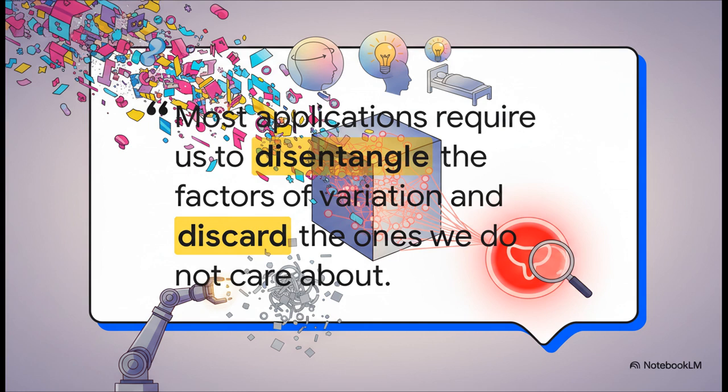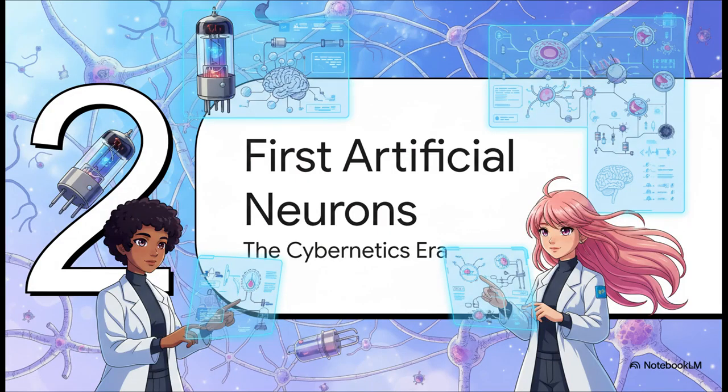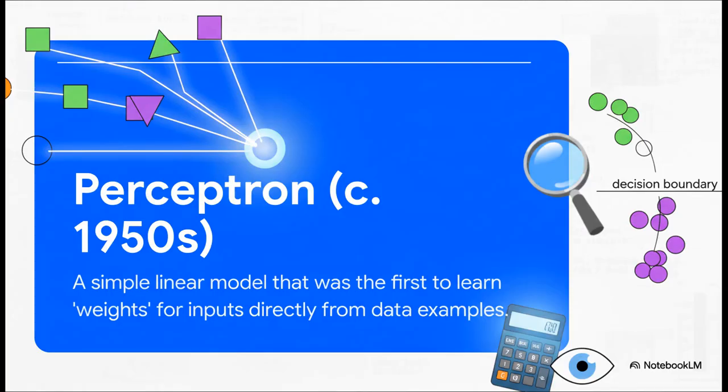So how do you even begin to teach a machine to do that? To answer that, we actually have to rewind the clock. We've got to go back to the very beginning, to the first real attempts to build a computer model of a brain cell, the very first artificial neurons. And here it is. Meet the perceptron.